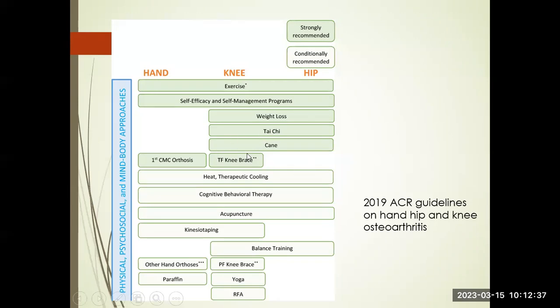And using a cane is effective for knee osteoarthritis. And tibiofemoral knee braces are very effective for knee osteoarthritis. Then we can use other modalities like heat and cooling therapy for pain relief. And then cognitive behavioral therapy, acupuncture, and taping can help, but these are conditionally recommended, that is, for certain people.